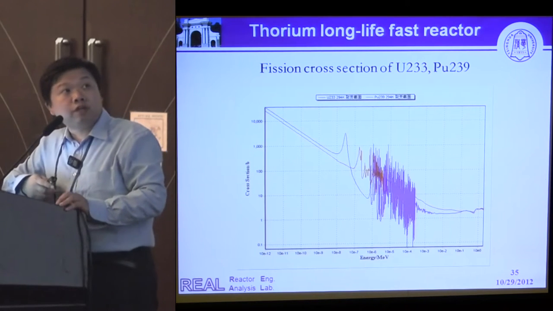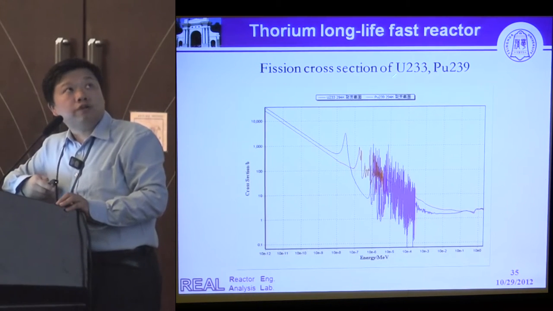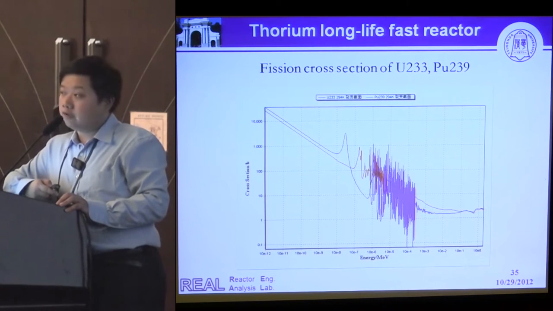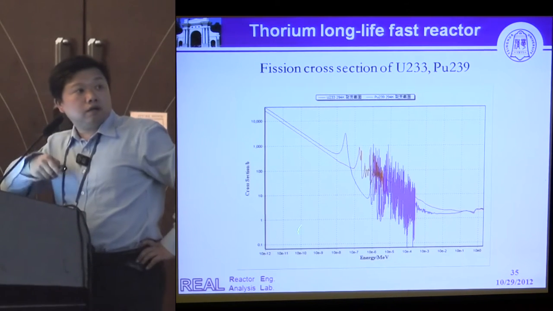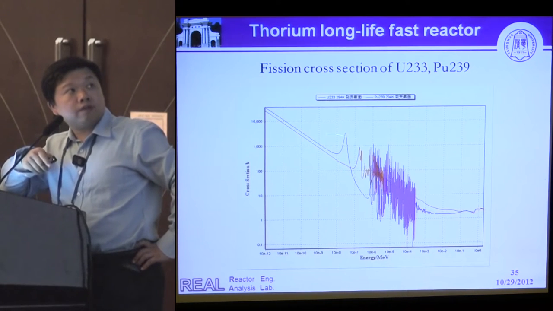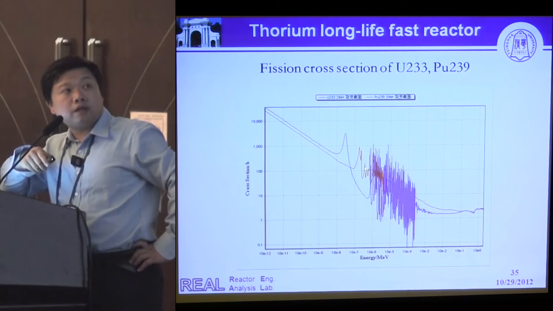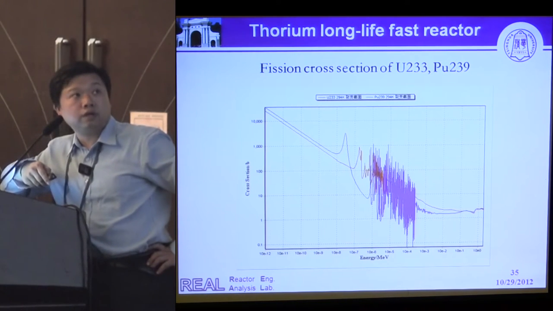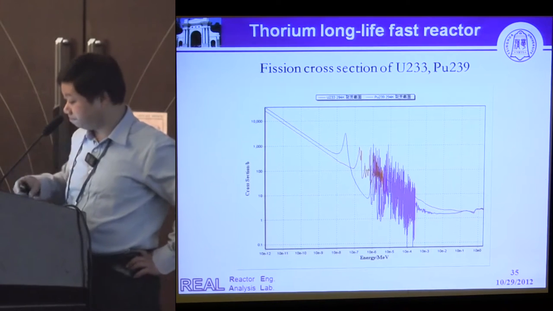And this figure shows the fission cross-section of these two nuclides. The blue line is the plutonium, and the red line is the uranium-233. We can find from this figure that for the thermal region, the cross-section of the plutonium is larger, but in the medium and the fast spectrum, the fission cross-section of uranium-233 is larger than the plutonium.